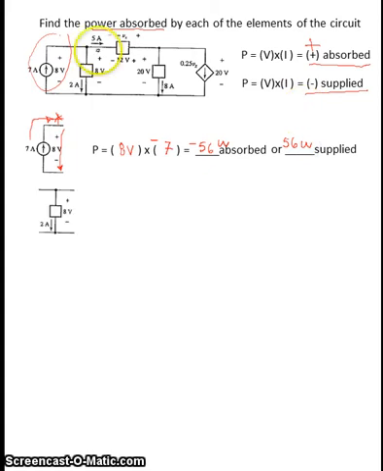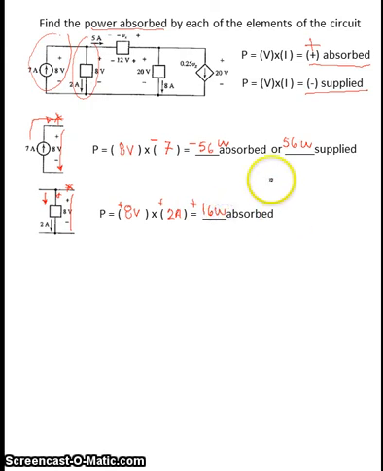Now let's look at the next element, this one right here, and again this will be our point of reference, the positive. When we look from terminal A to terminal B, we see that this is a positive 8 volts, and when we look at the current, we see the current enters the positive terminal. That means that this will have a positive 2 amps, and this will be positive 16 watts absorbed.